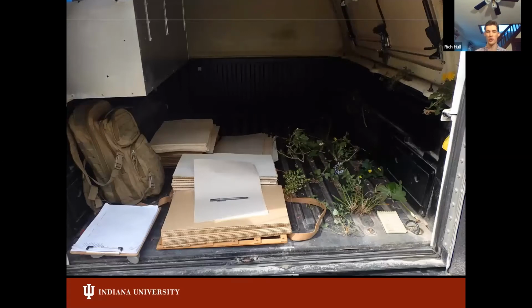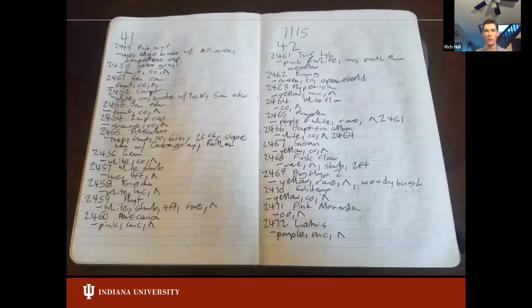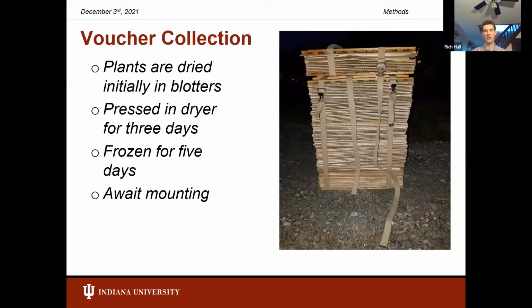Again, another picture of the truck filled with a site's worth of plants here on the right, and the plant press here on the left with cardboard and newspaper and blotters, all for properly pressing a plant. Here's a picture of some of my field notes. This is what it looks like. Each number is a collection number, specific to that specimen, and then I'll give it some data as well. Believe it or not, these somewhat messy notes end up making good labels later on. I'll show that in a slide or two.